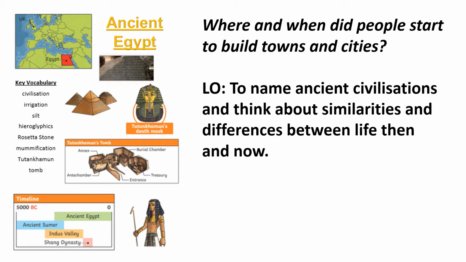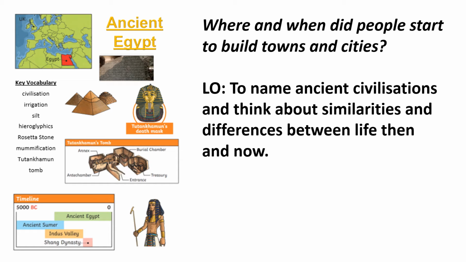So down the key vocabulary, we have the words civilization, irrigation, silt, hieroglyphics, Rosetta Stone, mummification, Tutankhamun, and tomb. In this lesson, we're going to think about where and when did people start to build towns and cities. And your learning objective is to name ancient civilizations and think about similarities and differences between life then and now. The word similarity means the same as.